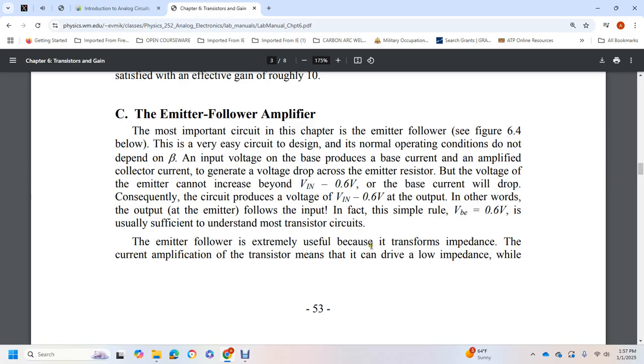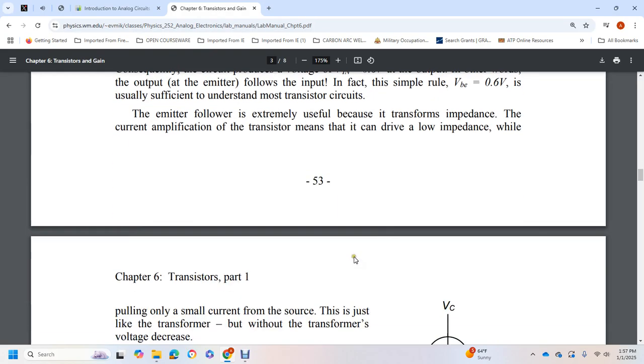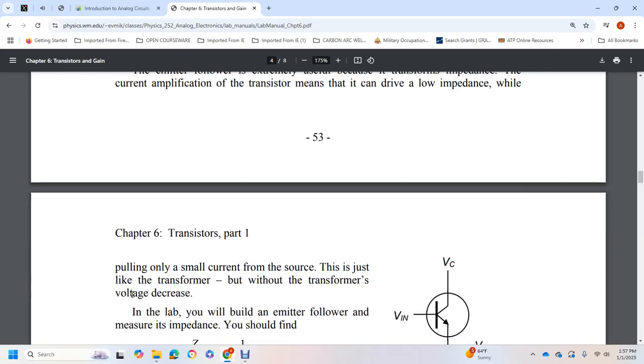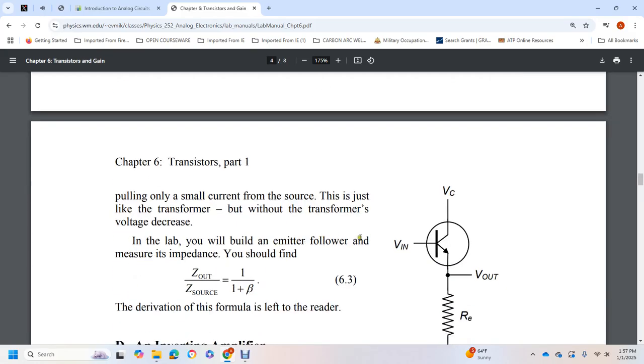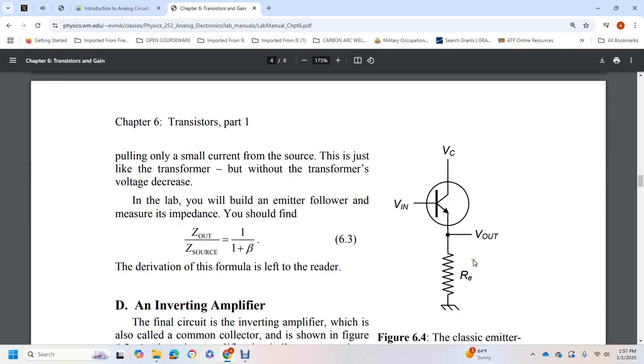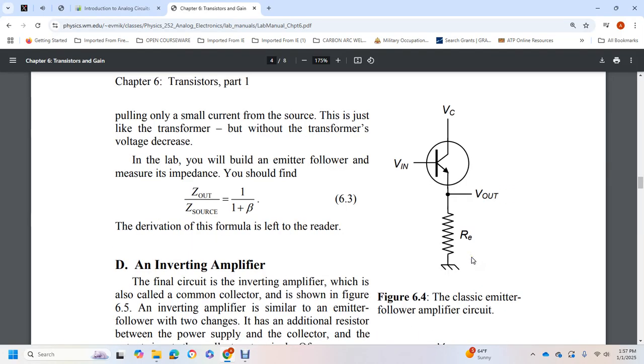The emitter follower is extremely useful because of the impedance transformation it provides: the transistor means they can drive a low impedance while pulling only a small current from the source. This is just like a transformer without transforming the voltage. In the lab, you will build an emitter follower and measure the output impedance. You should find voltage out over voltage source equal to 1 over 1 plus beta. Derivation of the formula is left to the reader. D, the inverting amplifier. Figure 6.4 shows the classic emitter follower amplifier circuit.